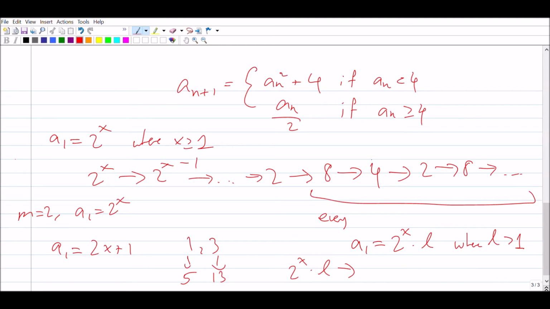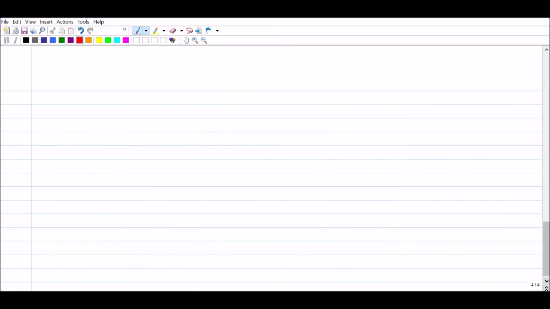So next we'll keep dividing by 2 first. We'll get 2 to the power x minus 1 times L and so on, till eventually we get to L. Now if L is less than 4, then L equals 3. So the next term will be 13, and then we'll have 13 over 2, so that's not an integer anymore. Now if L was larger than 4, we start at 2 to the power x times L, and we keep going until we get L. Now L is odd, so the next term will be L over 2, which is not an integer. So that means that for m equals 2, the only values which work are a1 equals 2 to the power x, where x is greater than or equal to 1.